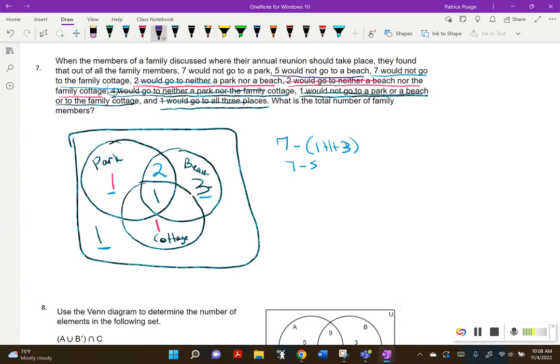5 would not go to the beach. So take your thumb, completely cover up the beach circle, and that's going to leave the 1, this one, that one, and that one. So covering up the beach circle, that leaves these 4 spots right here. So I can do 5 minus 1 plus 1 plus 1. And I get 2 people right there.